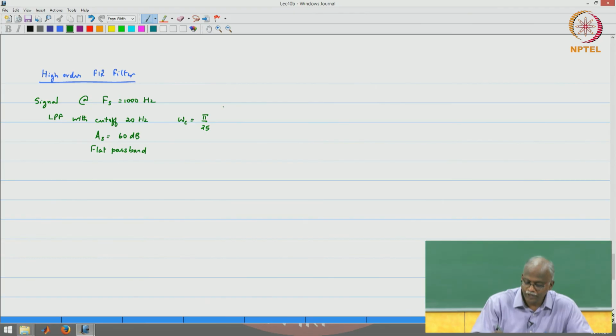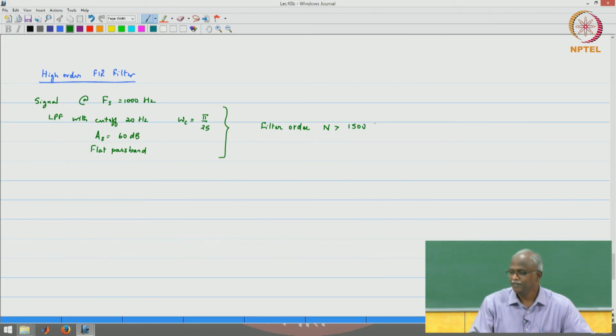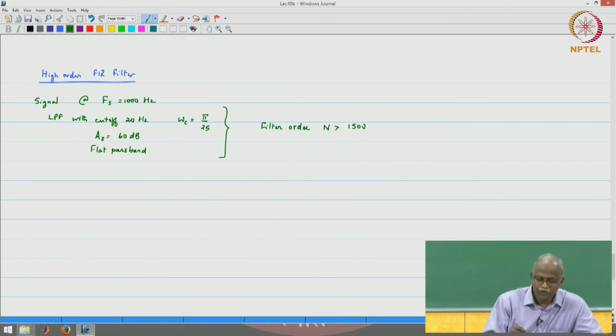Okay, so you give these to your MATLAB filter design program. It will say that the filter order typically will be n greater than 1500, and it will say out of memory, and it will return back saying I cannot design this filter. Okay. So here is the trick, or multi-rate signal processing to the rescue.